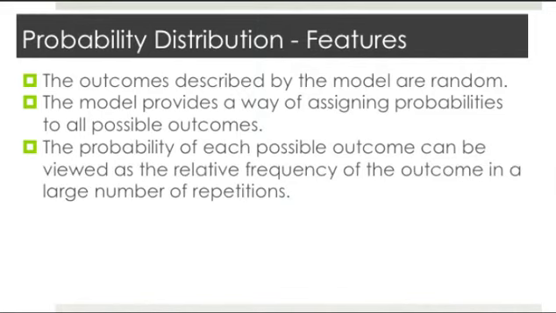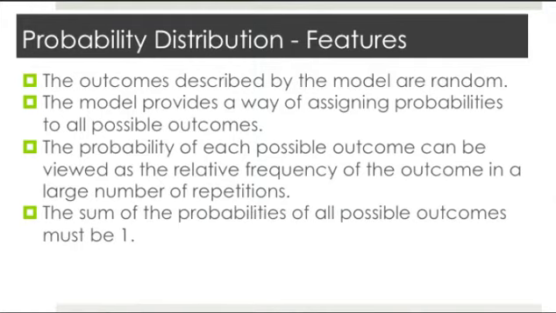Third, the probability of each possible outcome can be viewed as the relative frequency of the outcome in a large number of repetitions. So once again, we're talking about conducting an experiment many times and then looking at how frequently, relatively speaking, each outcome occurs. And then finally, and we just saw this in a previous slide, the sum of the probabilities of all of the possible outcomes must be equal to 1. So here are 4 features of a probability distribution that are going to become important.